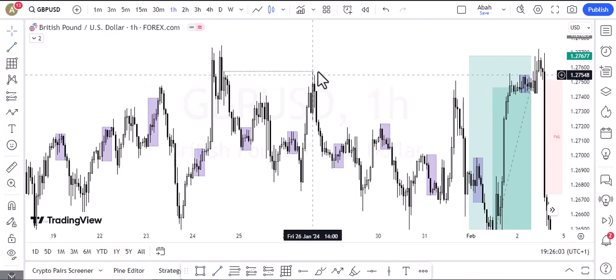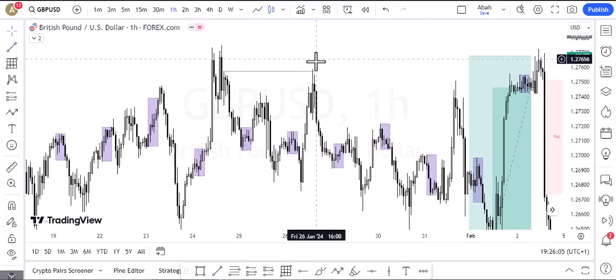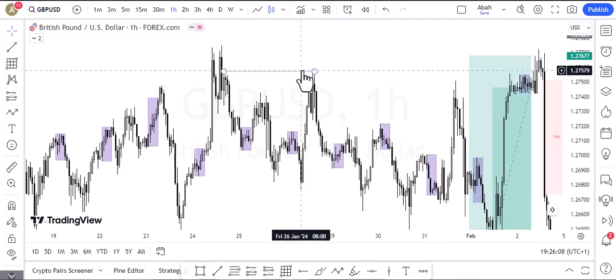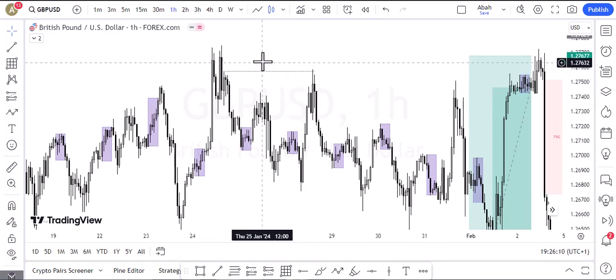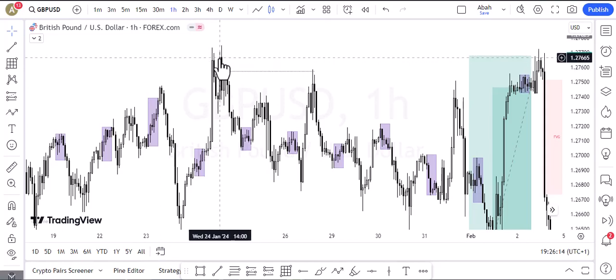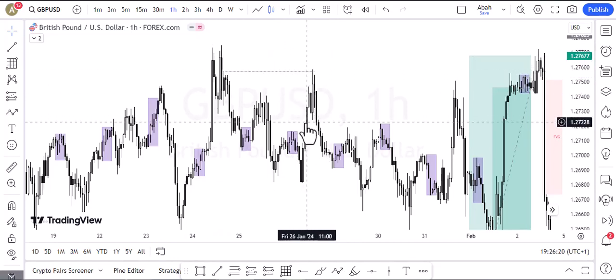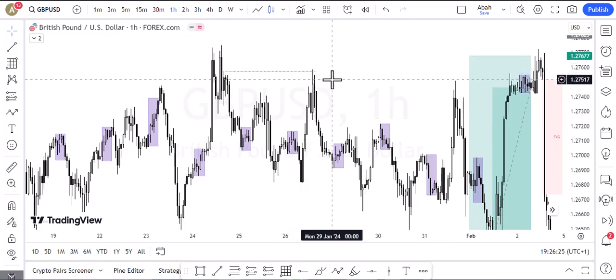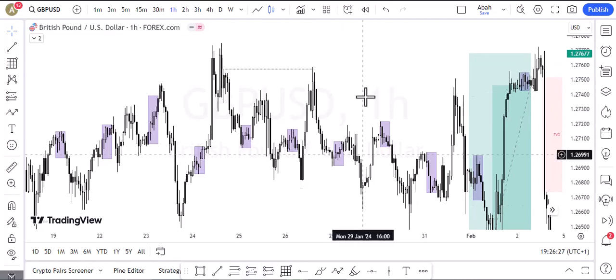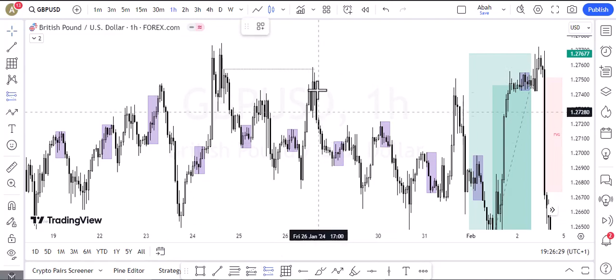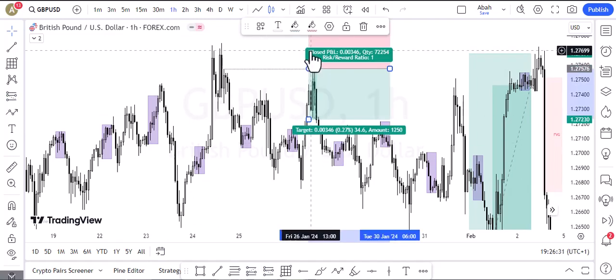What do you see? As you can see, there's a sweep of that inducement that happens here. In this scenario, if you had played the QMR or played this particular level as the order block, you would have missed this particular trade. Sorry, you wouldn't have been taken out, you would have missed it. And people that could have taken this would have been in profit.